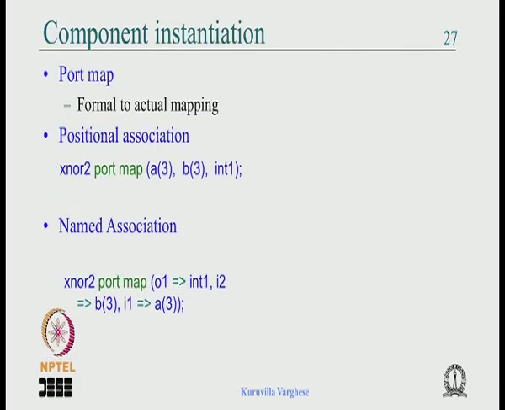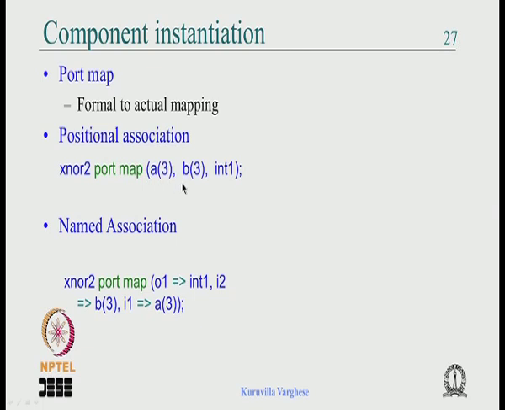Okay. So let us move on and look at this component instantiation. The way we have done the positional association is like XNOR2 port map, then I1 is mapped to A3, I2 is mapped to B3 and O1 is mapped to int1, positional association. This is okay if you are writing the code and the code is in the same file. Suppose you have written the XOR code in the same file, you can scroll down and check the order of the formal ports, then you can map it correctly.